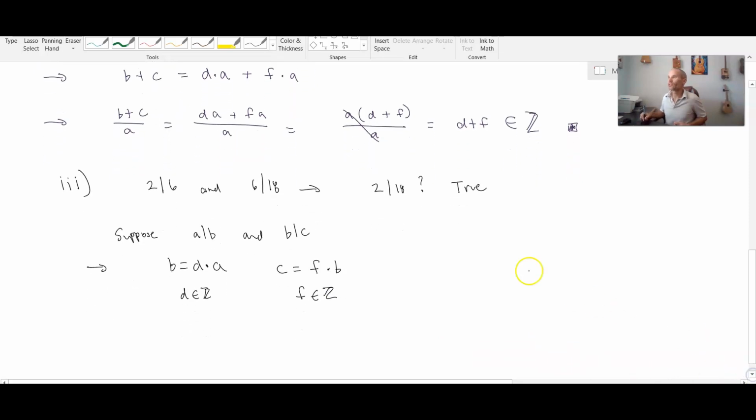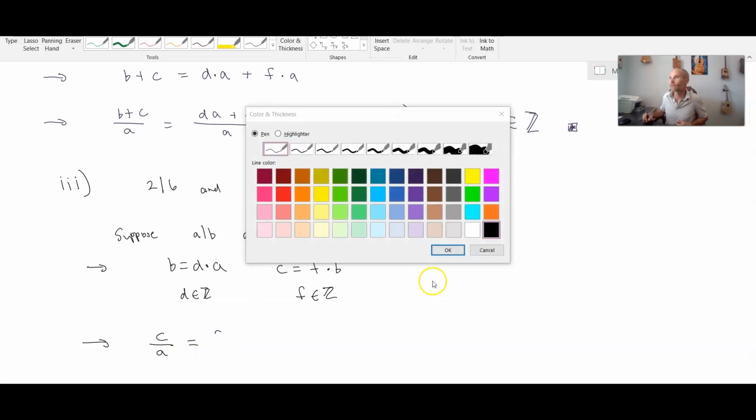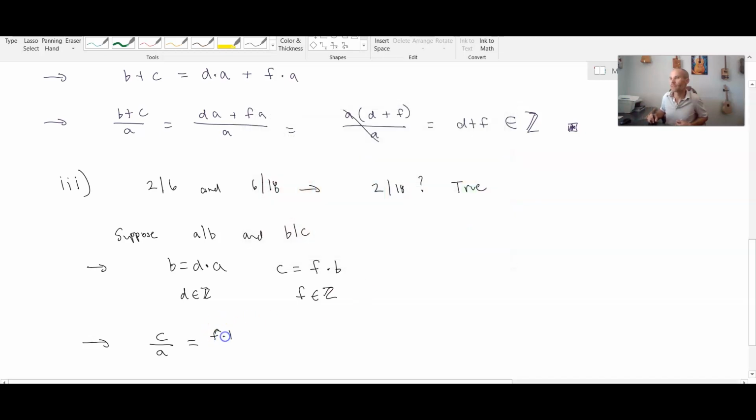Okay, well, how do we construct this idea that A divides C? Well, if we took C divided by A, we can do that. That's no problem. We just don't know if A will evenly divide C. What we can do now is make some substitutions. So we know that C is equal to F times B, and we know that by this statement right here.